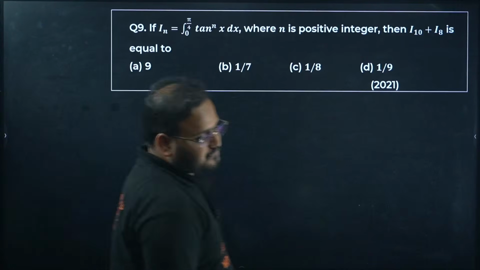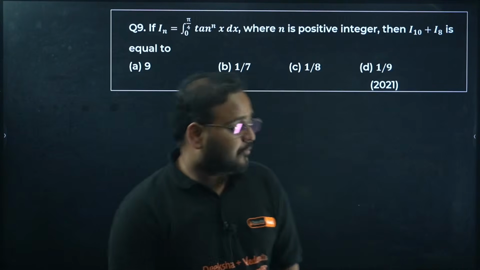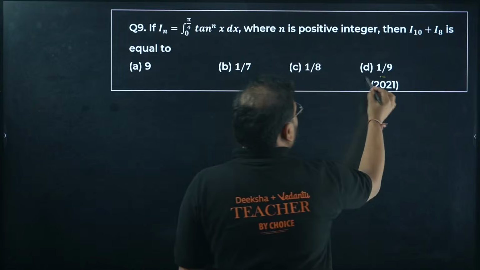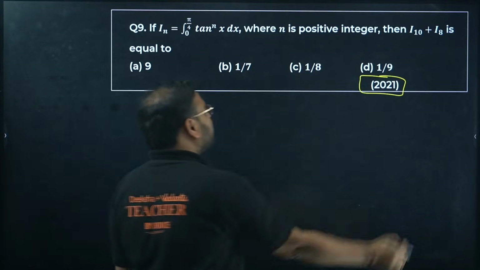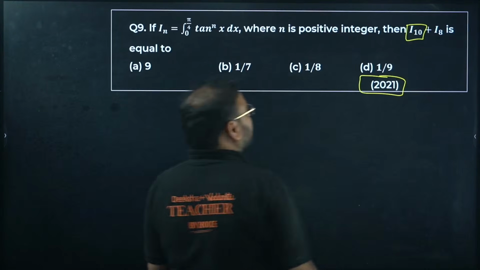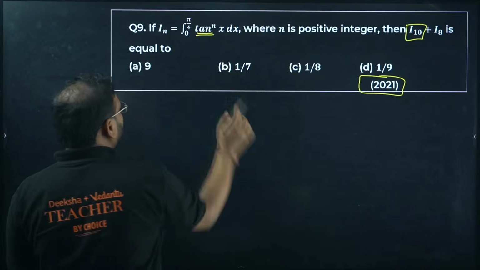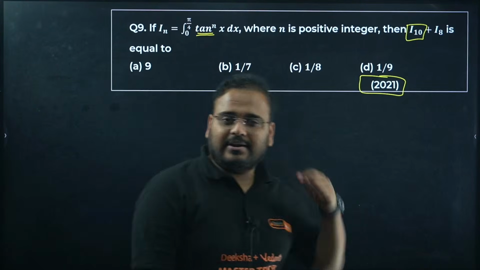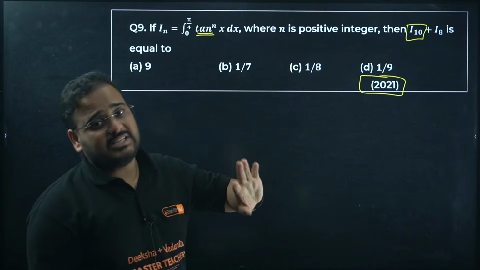9th one. Again, another PYQ from the recent years, 2021. Have a look. Okay, this is a very simple question. We are looking to get I10 plus I8. Start with the larger number I10, because we have tan square, that is an identity. And you're gonna get secant square over here with minus 1. That's why it makes sense.